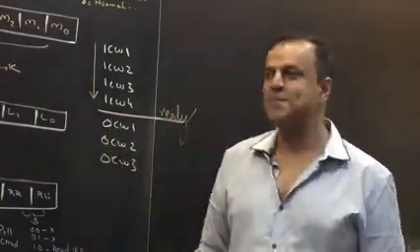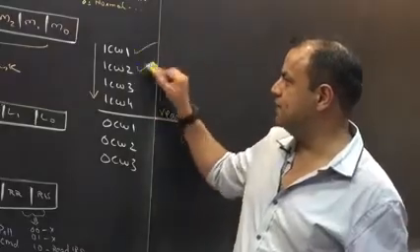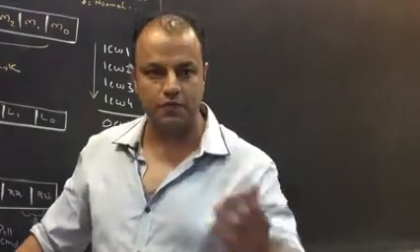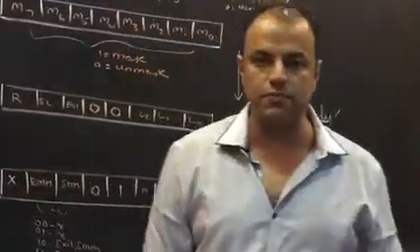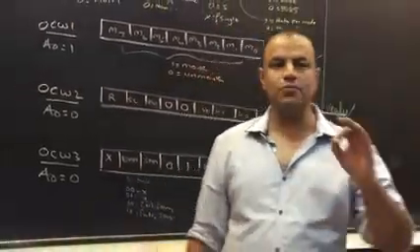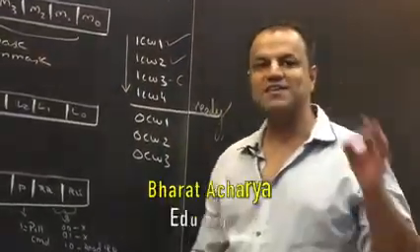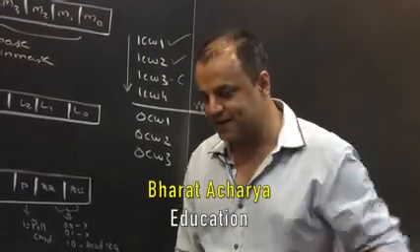OCWs, no rules apply. Now, ICW1 and ICW2 are absolutely compulsory. No matter what system of 8259 you're making, whether you're making a simple system or a complicated system, doesn't matter. ICW1 and 2 have to be given. ICW3 is given only if it is cascaded. You know what is cascaded 8259?